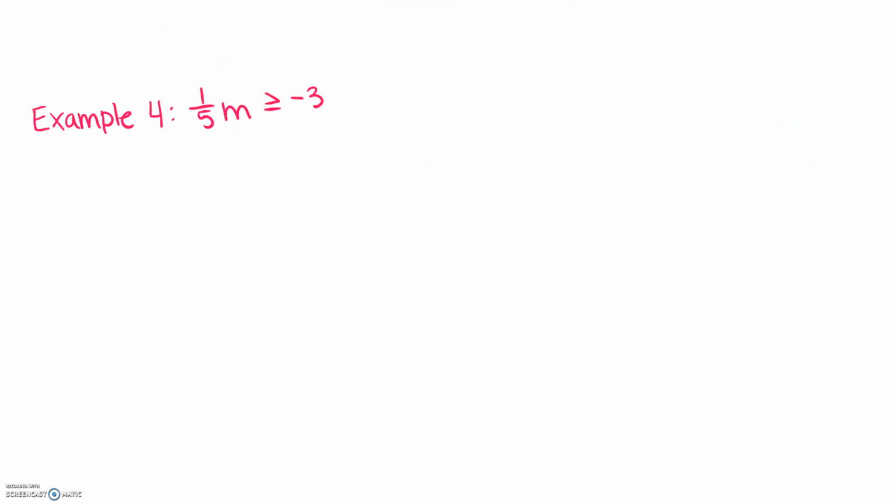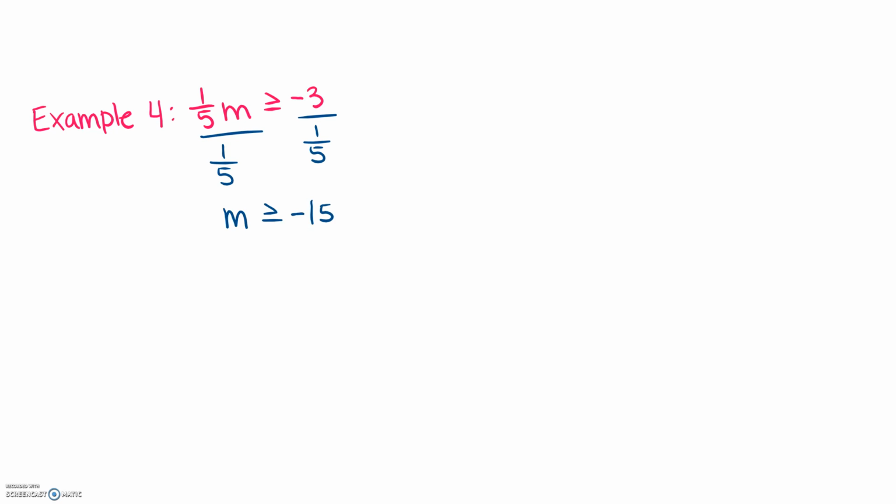Okay. All right, let's look at our last example for today. We have example 4. 1/5 m is greater than or equal to negative 3. So here we're going to divide both sides by our fraction 1/5. And notice it is a positive number that I'm dividing by, so I do not need to change my sign. 1/5 divided by 1/5 is 1, so I'm just left with m is greater than or equal to negative 3 divided by 1/5 gives me negative 15.